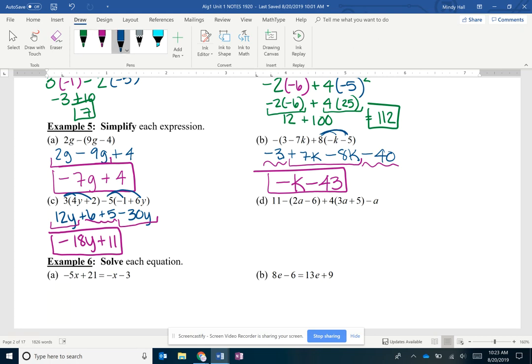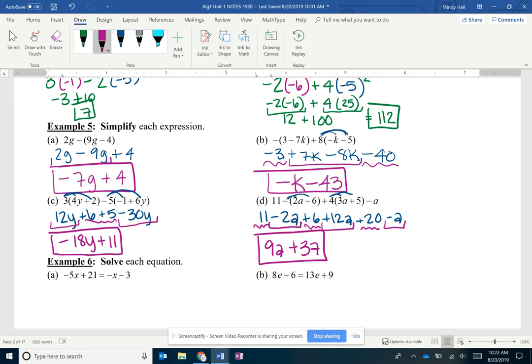So then, last but not least, I'm going to rewrite this without the parentheses. So I have a negative times all of this, so that'd be negative 2a and positive 6. 4 times 3a is 12a. 4 times 5 is 20. And then we have that minus a out there all by its onesies. So then when I'm combining like terms, I have negative 2 plus 12, which gives me positive 10a. And then positive 10a minus 1a gives me 9a. So then I have 11 plus 6, which gives me 17, plus 20, which gives me 37.